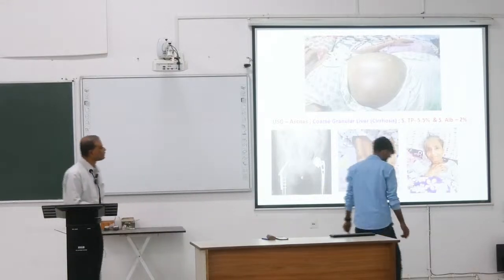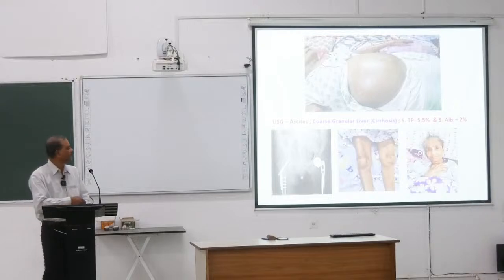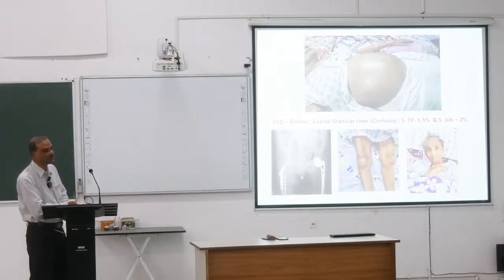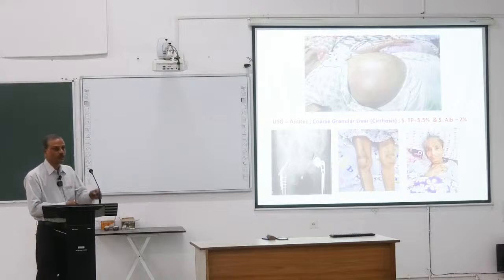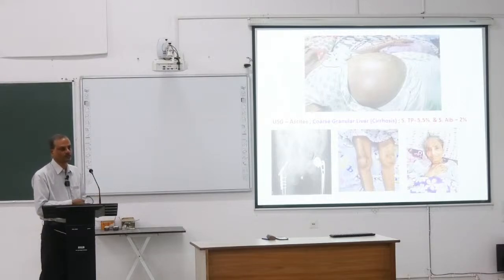So that was the picture. The abdomen was shining, and this picture was taken in the evening. And the next morning, I simply took her right to the ultrasonography room and got a USG done. And there is ascites. The amount of fluid was about 5 liters. And the liver was coarse and granular, and immediately I made a diagnosis of cirrhosis of liver.